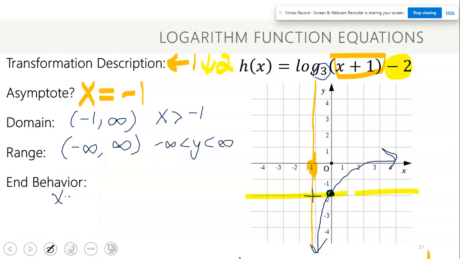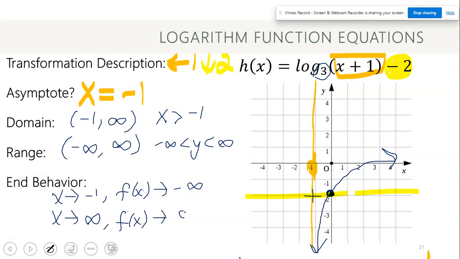And our end behavior on the left, the furthest we can go to the left is negative 1 in the x direction. Where's our function headed for the y, or f of x? It's headed down towards negative infinity. As x goes all the way to the right, nothing stopping us, we can go all the way to positive infinity. Our y value, our height of our function, is also slowly but surely increasing towards positive infinity.